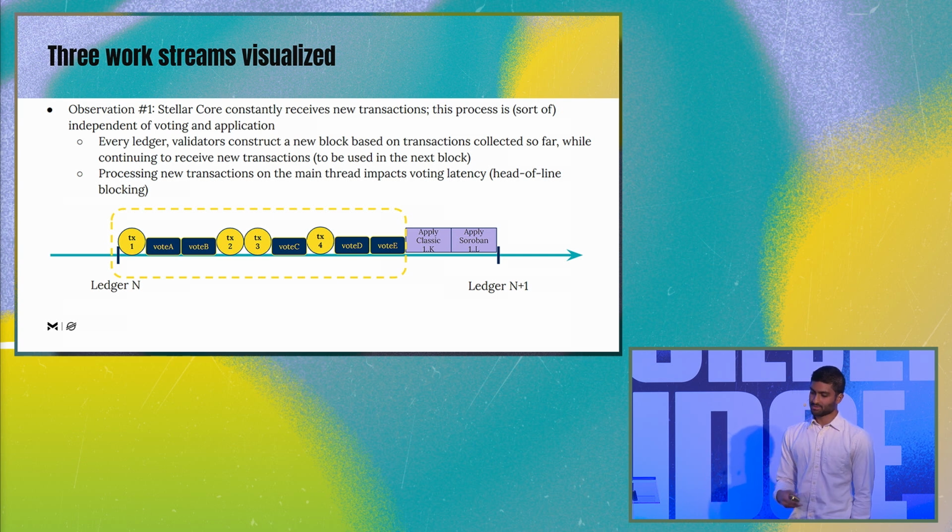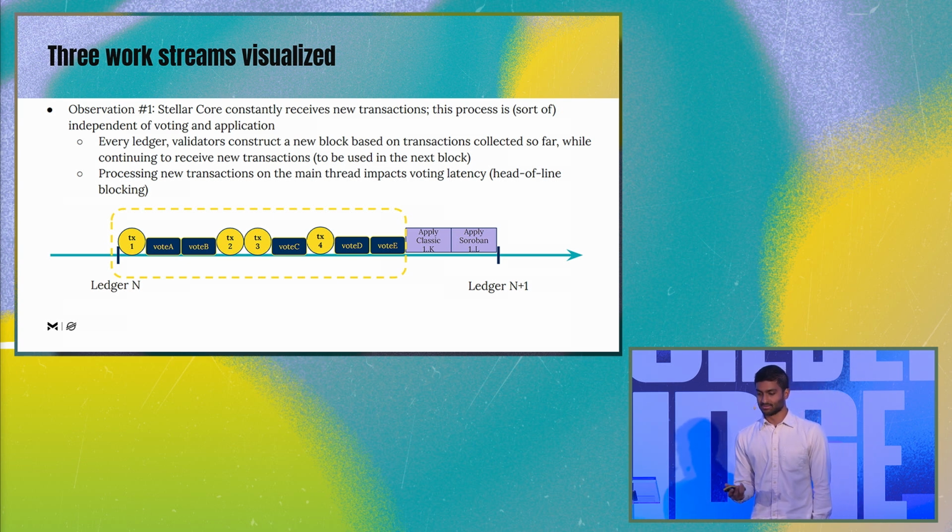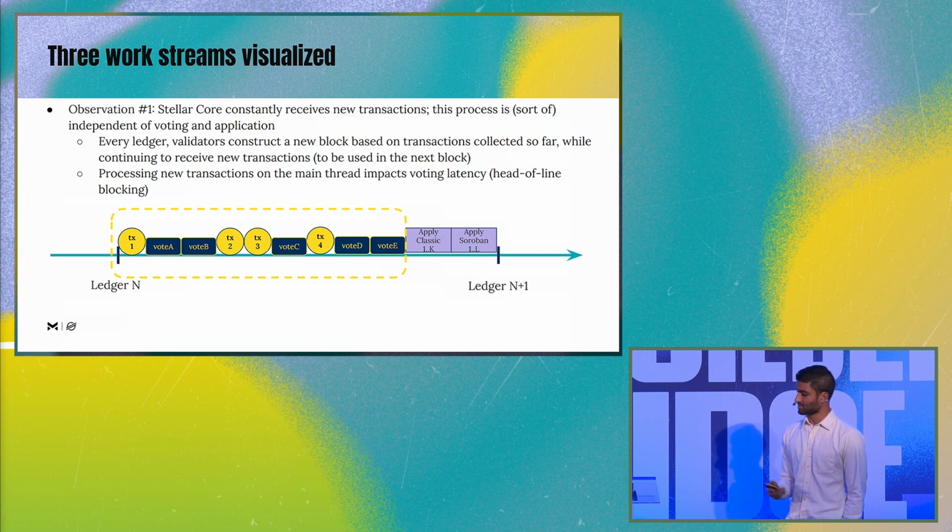Today, transaction propagation and voting share the main thread, causing head-of-line blocking issues. So what this means is that a delay in processing a transaction causes a delay in SCP voting. And voting is latency sensitive, so a delay on one validator may impact global latency of the Stellar Consensus Protocol.